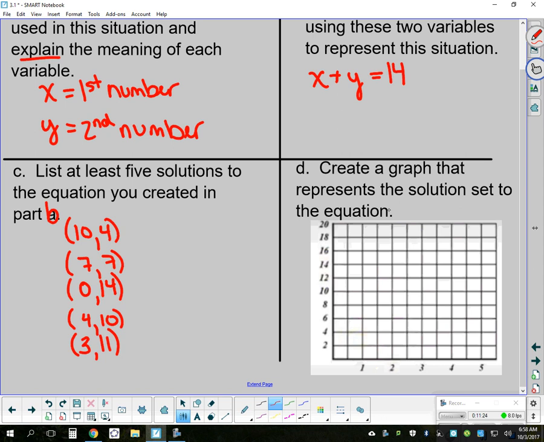Create a graph that represents the solution set to the equation. How can we do that? We can plot our points. So 10, 4. Okay, that's all right. So we have X and we have Y. 10, 4. I'm going to change these. I'm going to make this count by ones here instead.